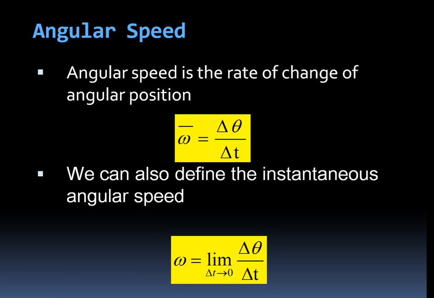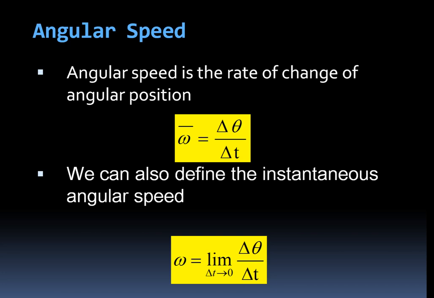In the same way, in straight line motion we discuss velocity. What is meant by velocity? Velocity is the rate of change of displacement. So what amount of distance is covered in a given time. Similarly, what angle is described in a given time is called angular velocity.